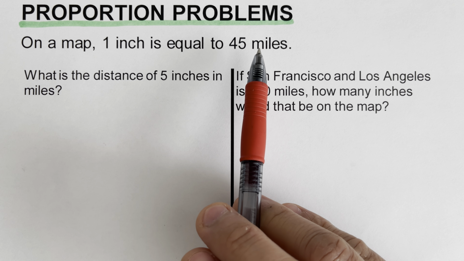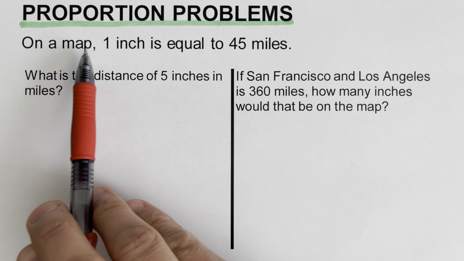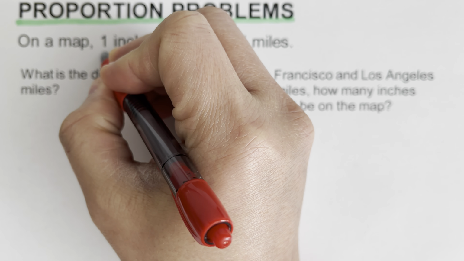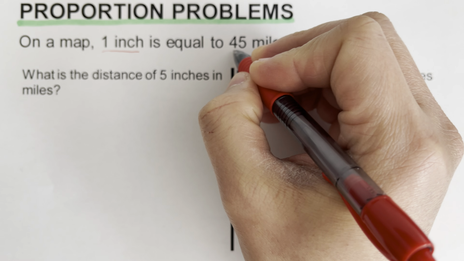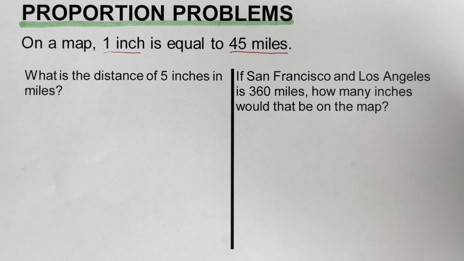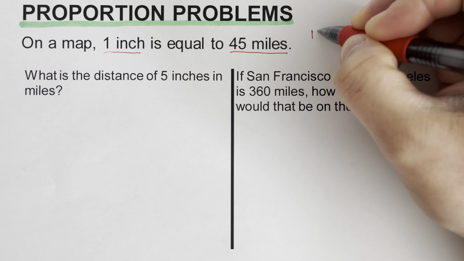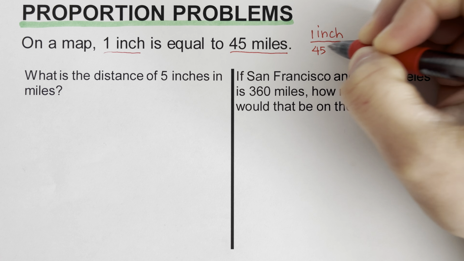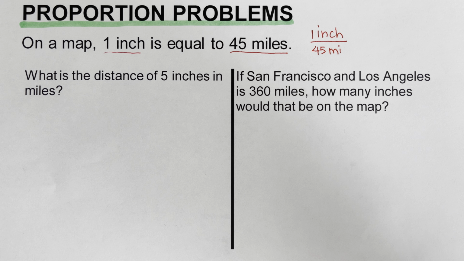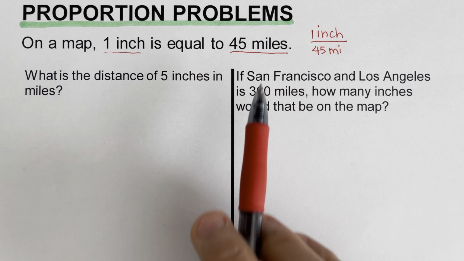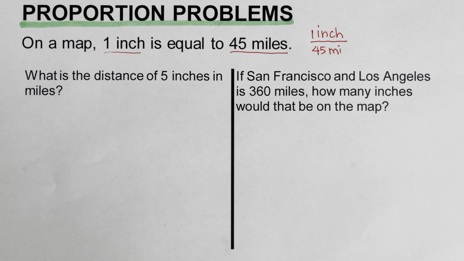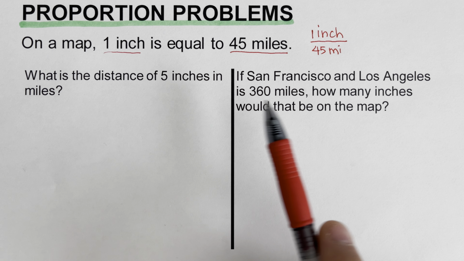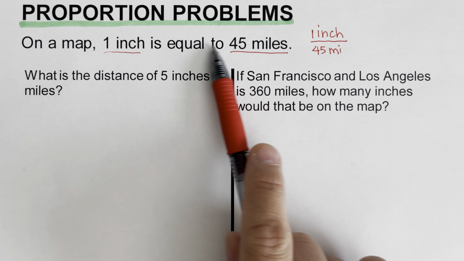So what we are going to do is change this statement into its ratio form. We are given 1 inch, and that is equal to 45 miles. So we can write 1 inch over 45 miles. This is the ratio that we created from this statement, and we are going to use it in solving the two problems related to this statement.